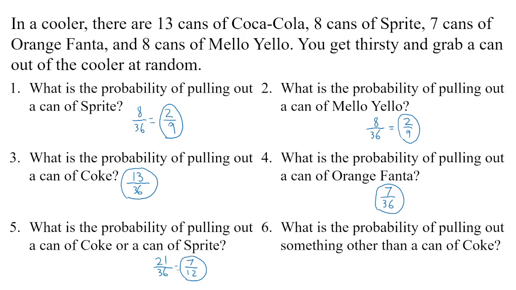What is the probability of pulling out something other than a can of Coke? That means all of the sodas except Coke. That means all except 13. So 36 minus 13 is 23. Therefore, this is 23 out of 36. And 23 over 36 does not reduce. Therefore, the probability is 23 out of 36.